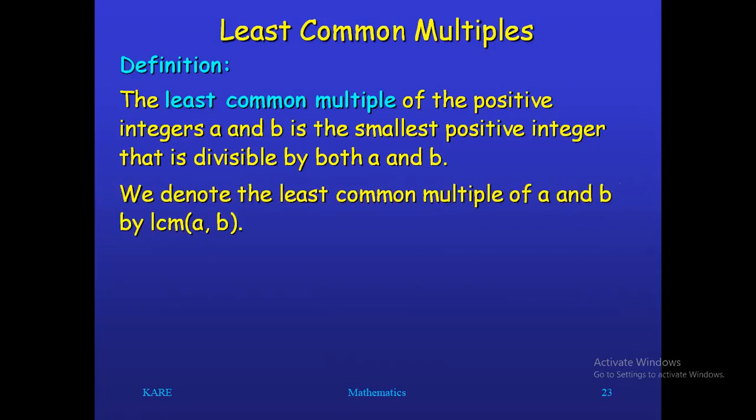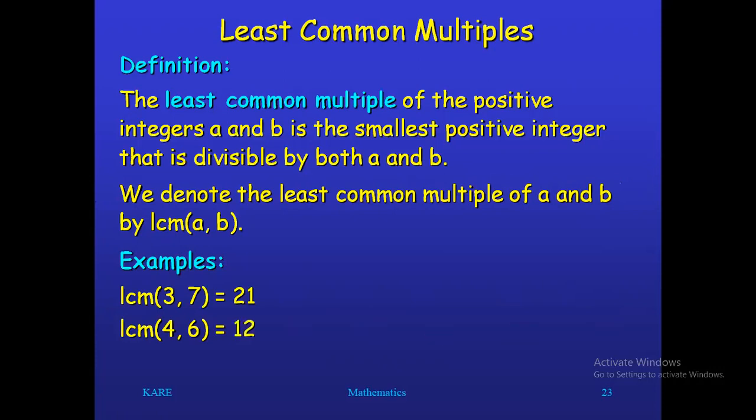Just as we denoted the greatest common divisor by GCD of a comma b, here we denote it by LCM of a comma b. Examples: LCM of 3 comma 7. Smallest common multiple, that's all. Three sevens are 21. And here LCM of 4 comma 6. Then LCM of 5 comma 10.